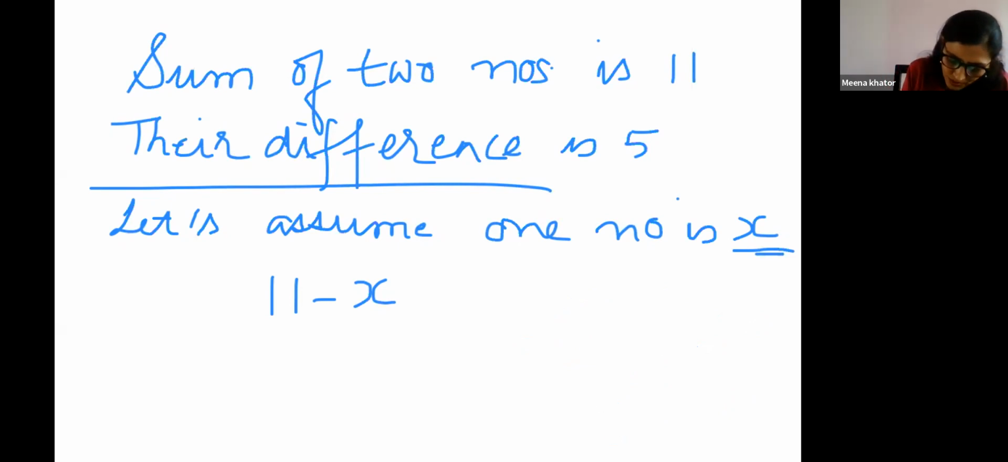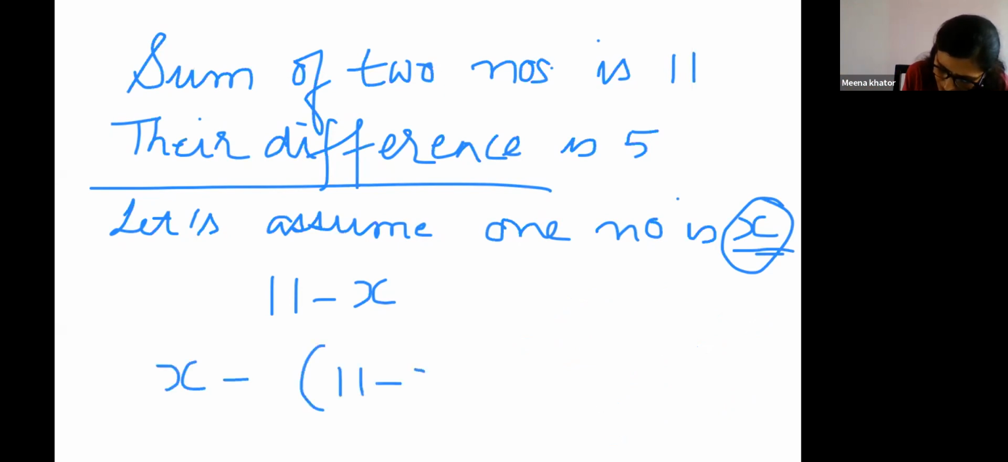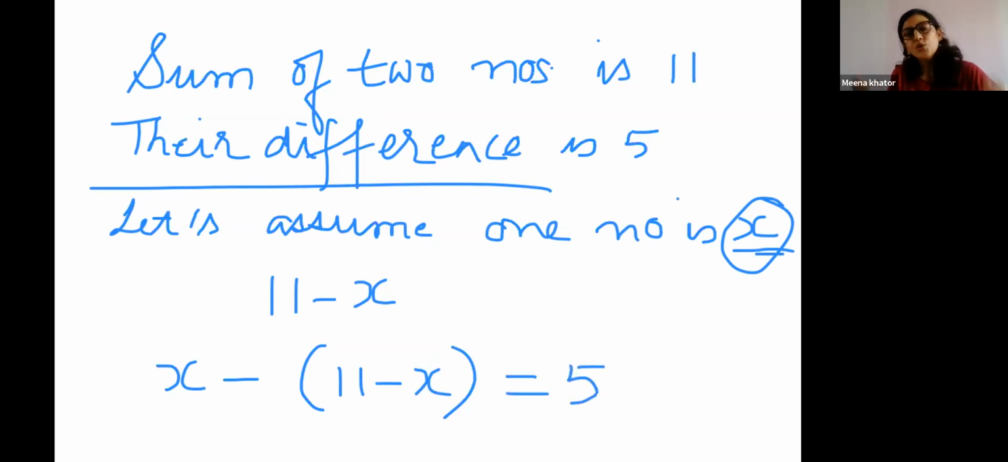Okay. So now, the sum of two numbers. If one number is X, the other number is 11 minus X, and the difference means we have to subtract. So one number is X and the other number is 11 minus X. Now children, be careful. I have put a bracket here, right? I will tell you the reason. And the difference is equal to 5. You can also do 11 minus X. That is also okay, right? Because I don't know which one is the bigger number. I don't know, right? So I'm just writing it like this.